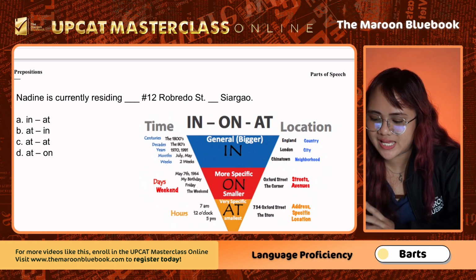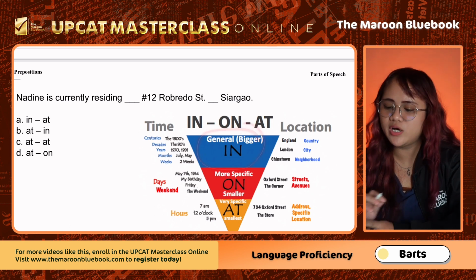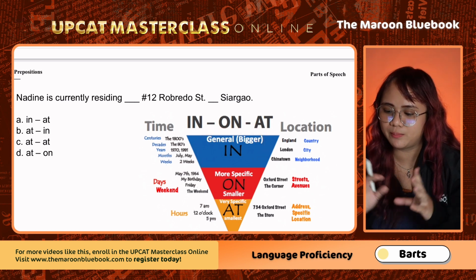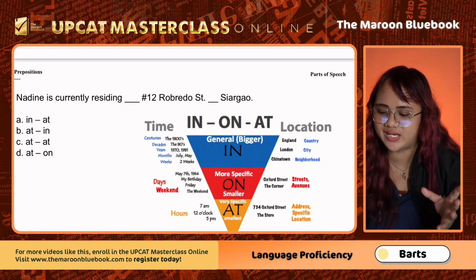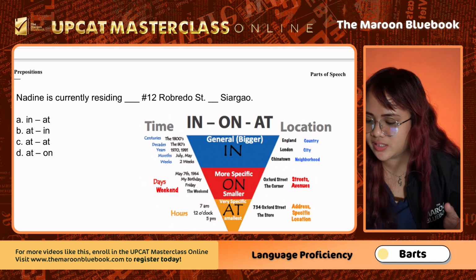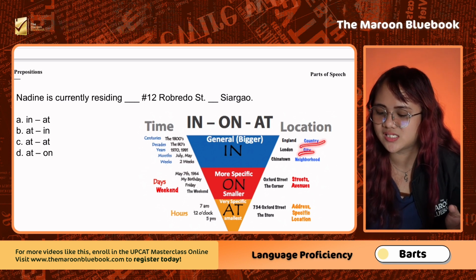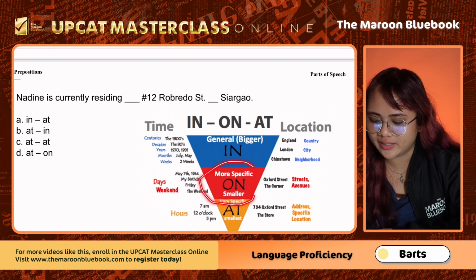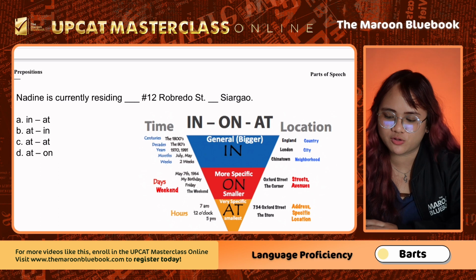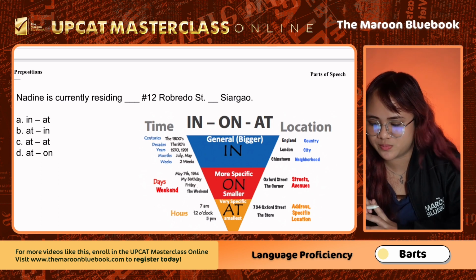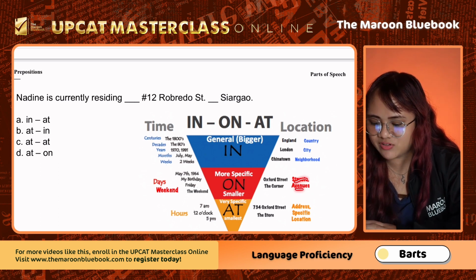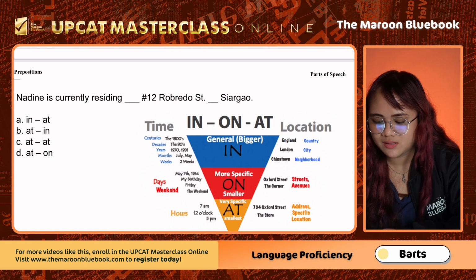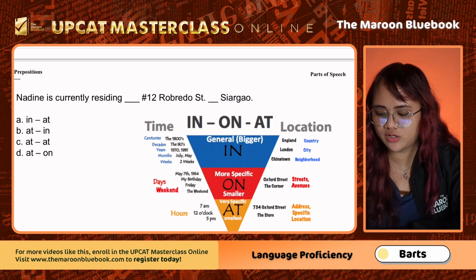So when we say in, it's more about the general, like the bigger picture in the location. So in England, in London, in Chinatown, so it could be a country, a city, or a neighborhood. And as for on, it is more specific compared to in. So it could be streets, avenues, like Oxford Street, the corner, so on the corner, on Oxford Street.